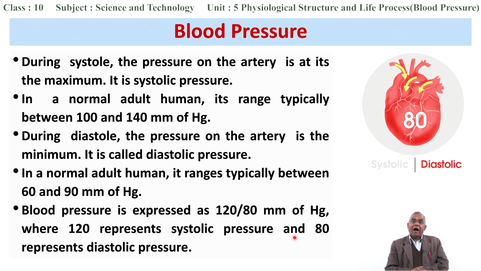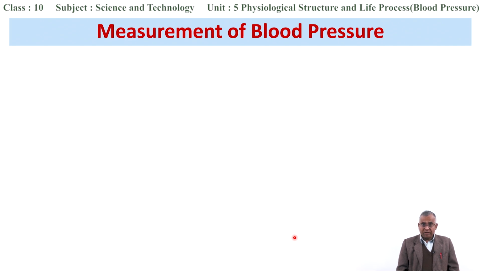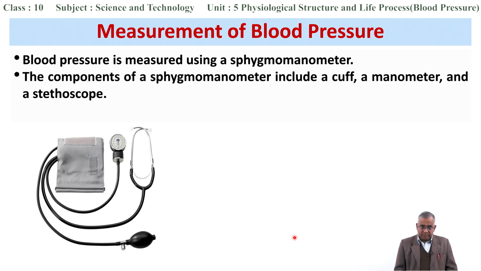Now, how is blood pressure measured? The instrument which was shown to you in the activity is going to be familiar to you. Measurement of blood pressure is done using which instrument? What have you written on the board? Yes, sphygmomanometer. Have you seen a sphygmomanometer? Many of you, yes. So, here is a sphygmomanometer.